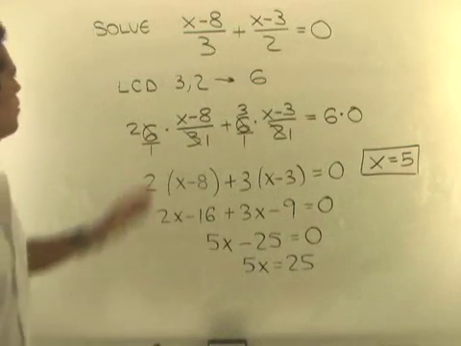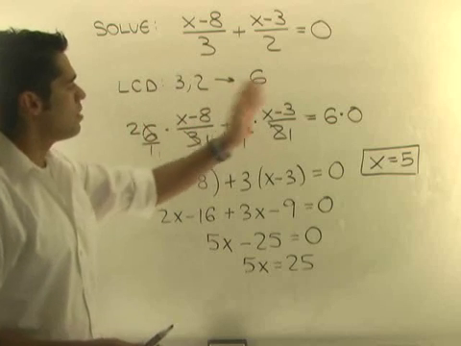And that's pretty much the format for rational equations. Find the LCD, multiply every term by that, and then simplify.